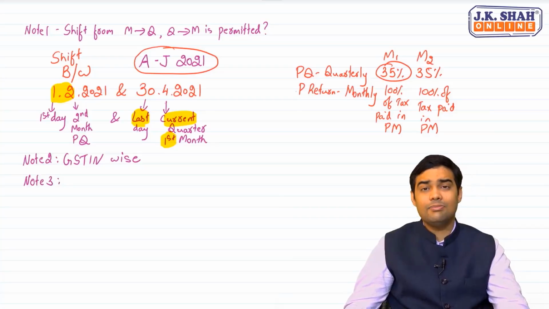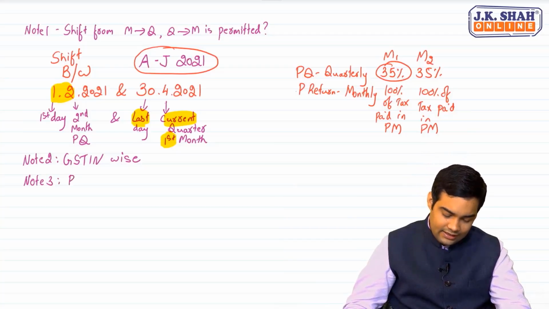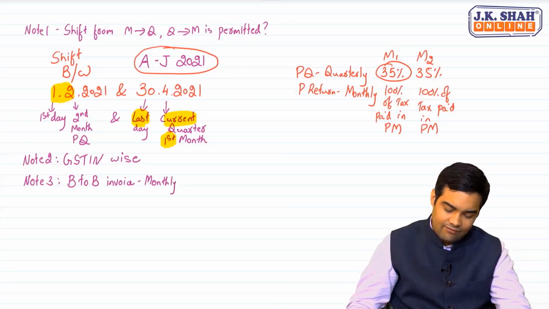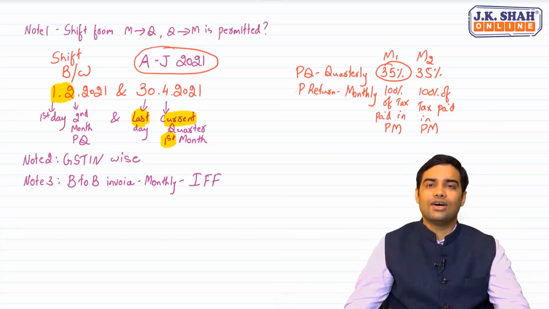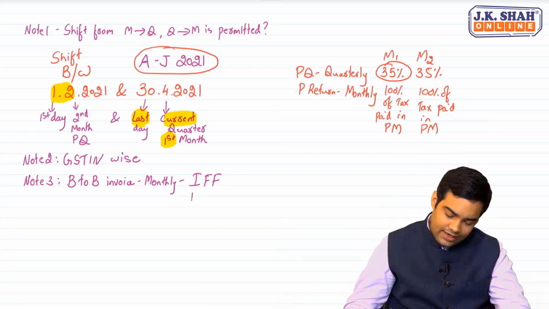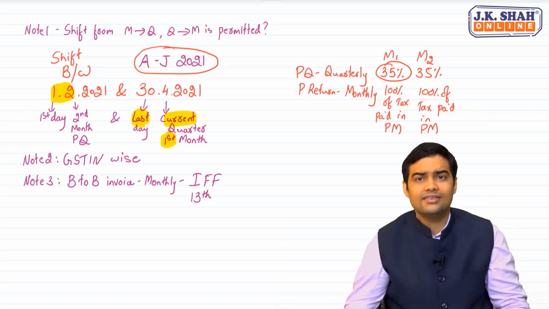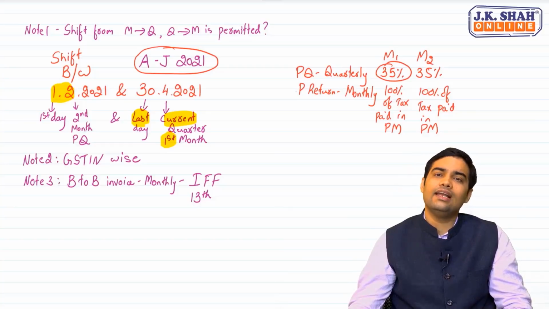Will my recipients be worried if I file quarterly return? See, the government has provided a facility where you can furnish B2B invoices on a monthly basis by using a facility called IFF. Now what is this IFF? Invoice Furnishing Facility. And the due date for this is the 13th of the next month. So obviously for month 1 and month 2, can you go ahead and file IFF? The answer is yes, you can go ahead and file IFF for month 1 and month 2.